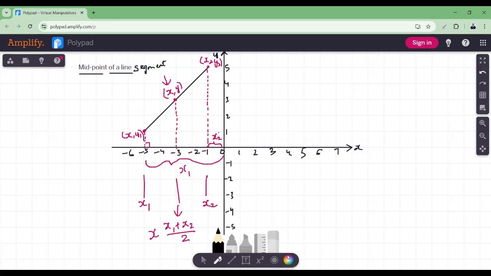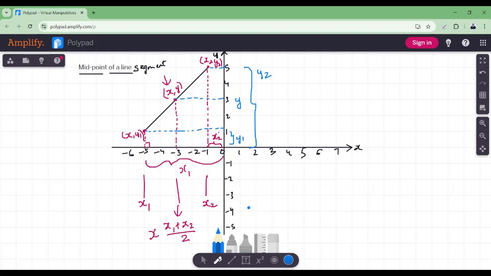Similarly, let's do it for the y points, the y coordinate. Let's draw a perpendicular to the y-axis from these points. From here to here, it is going to be y1. From this to this, it is going to be y2. And if I drop a line between these, it is going to be y.